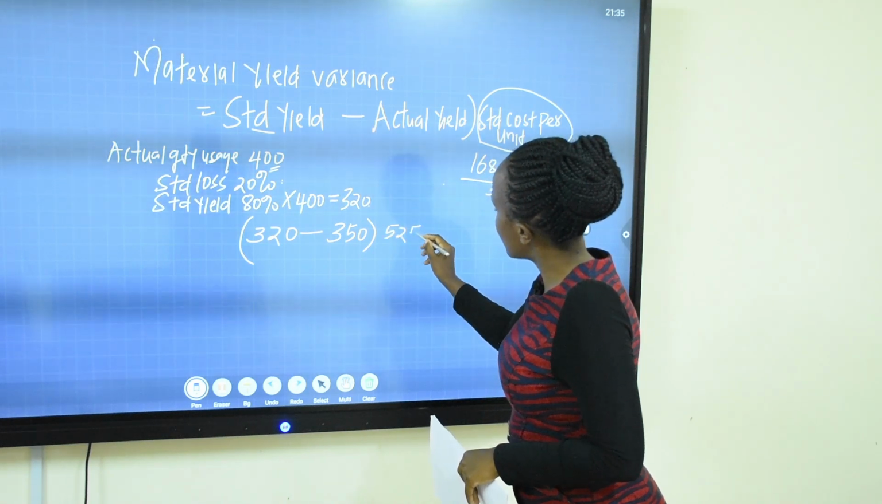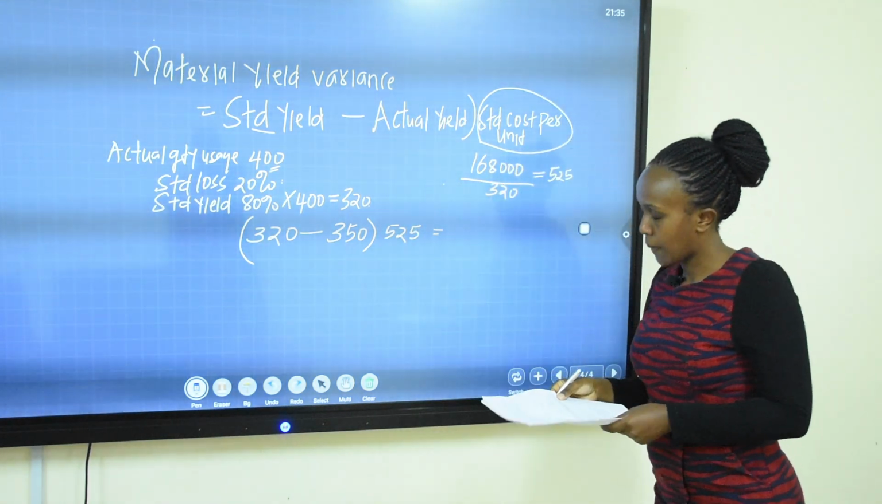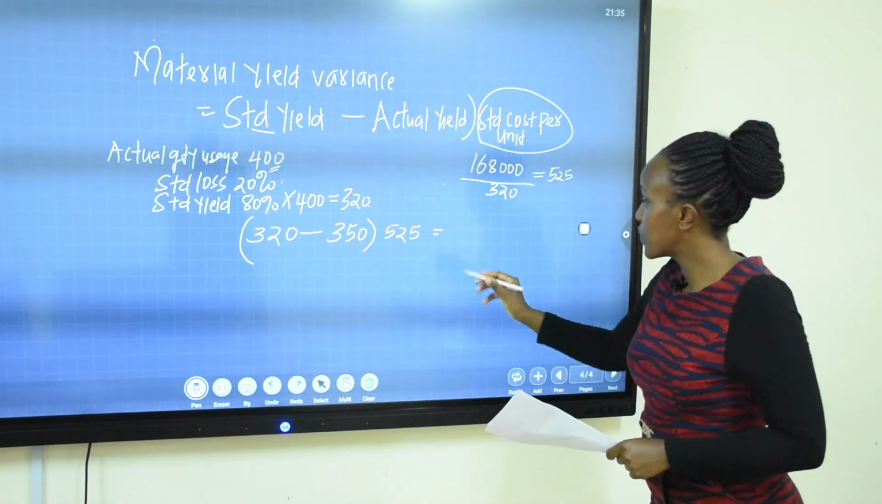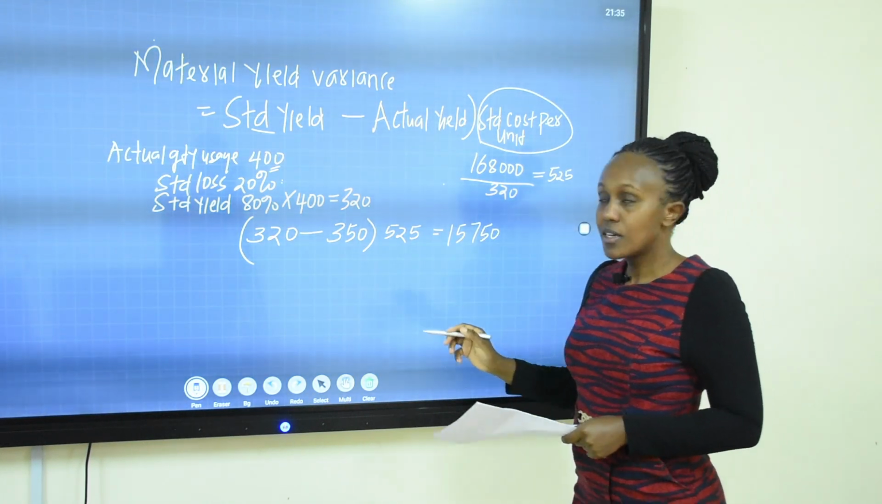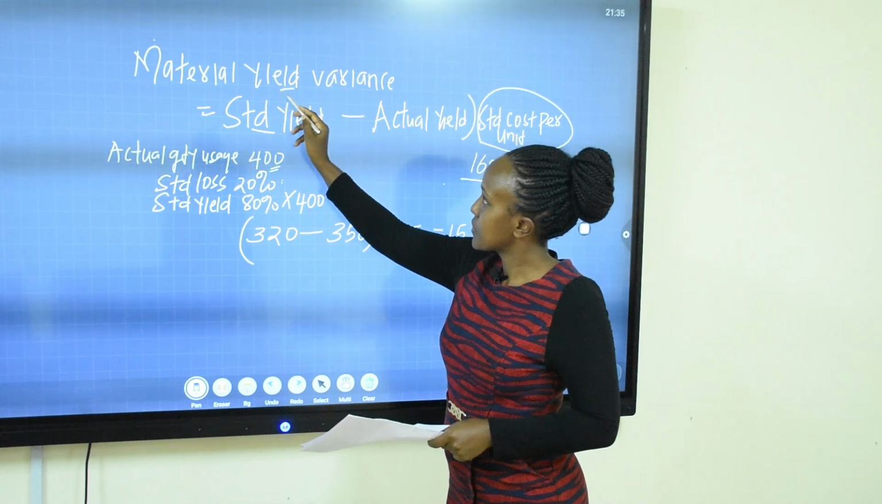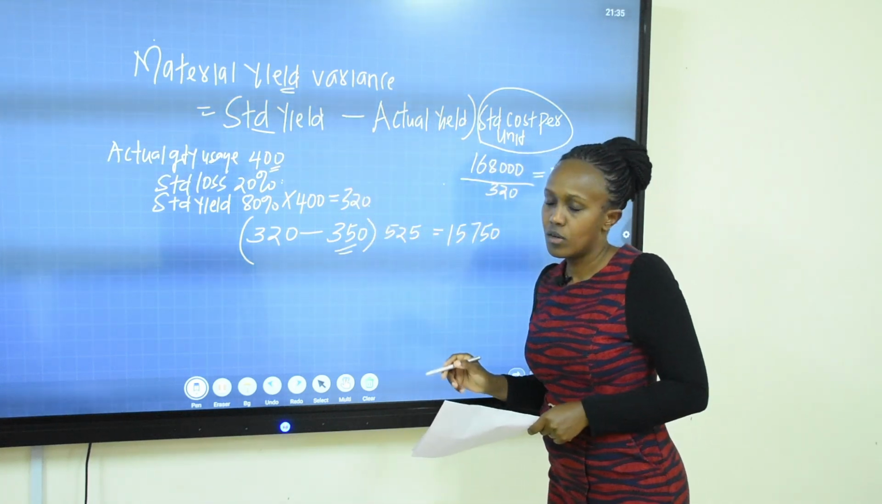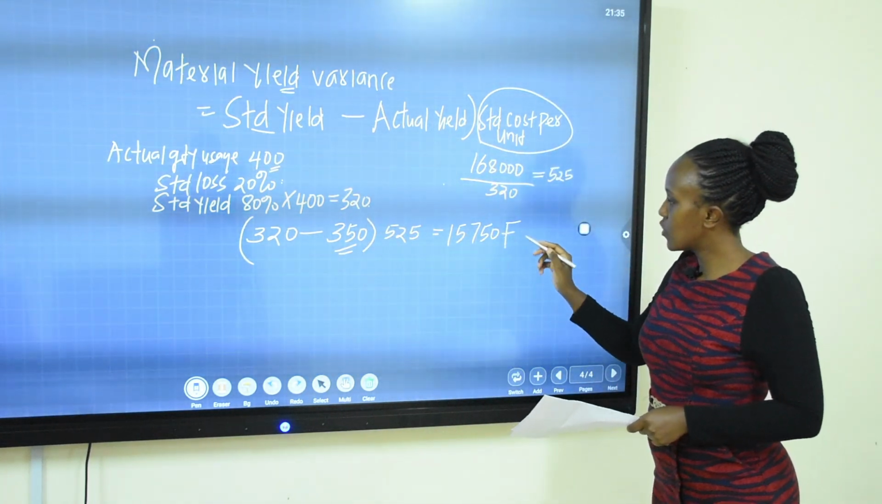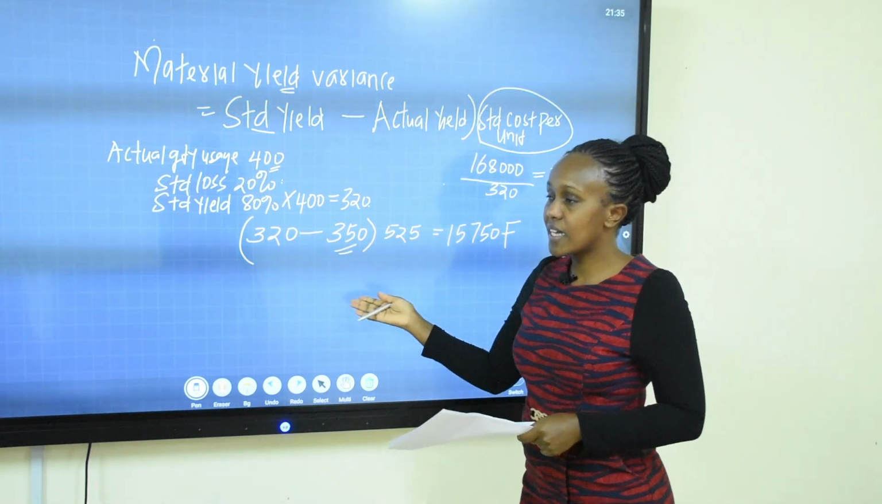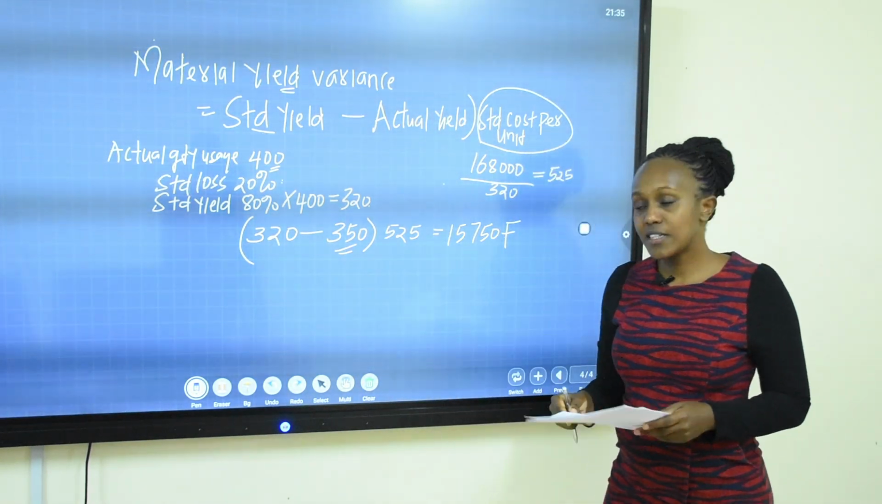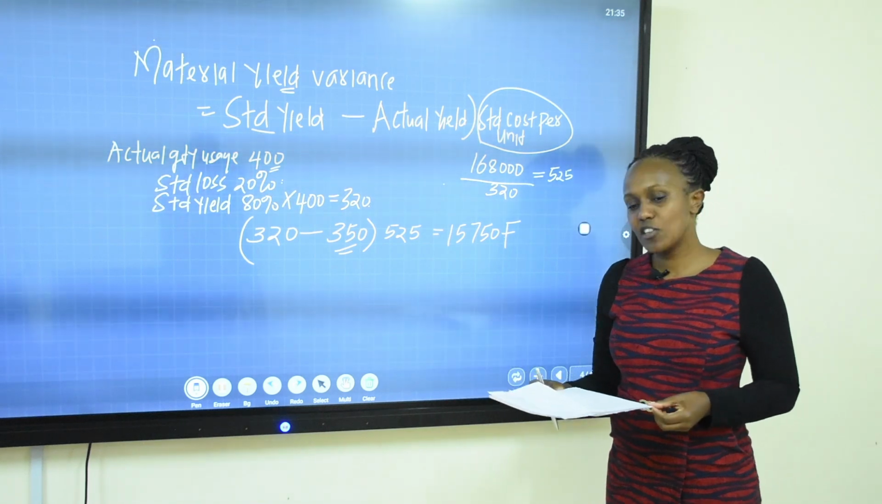So multiplying that by 525, you are going to get the variance is 15,750. And because this is a yield variance, if the yield is more, then this is favorable because it means you're getting more output than you expected. And that marks the end of the advanced variances, that is material mix and material yield variance.